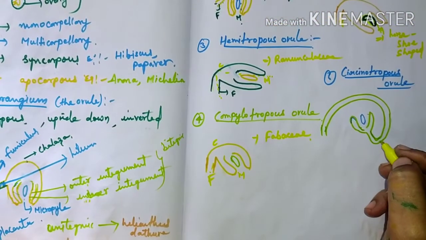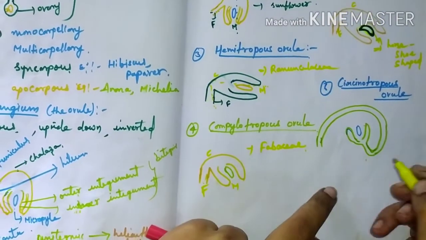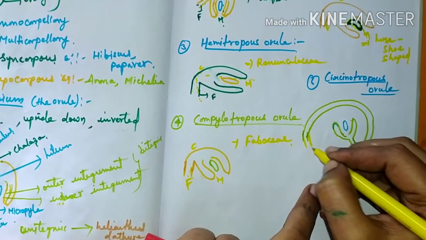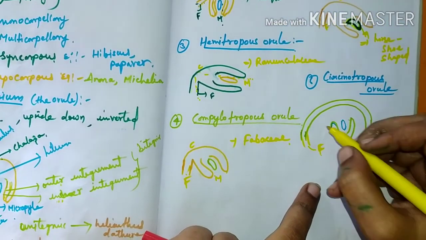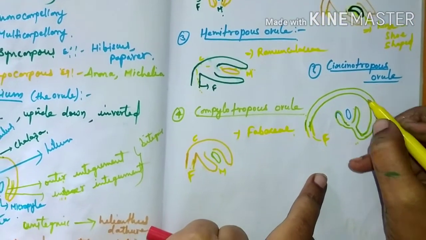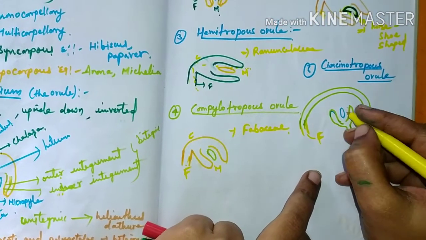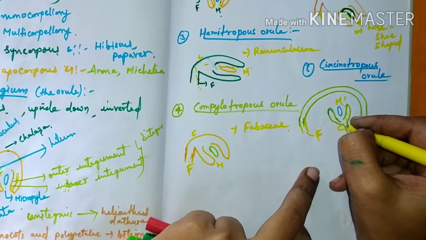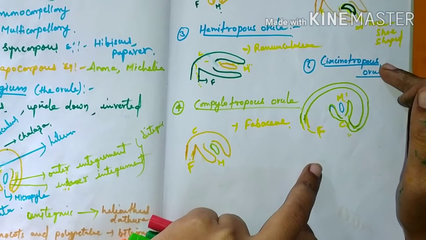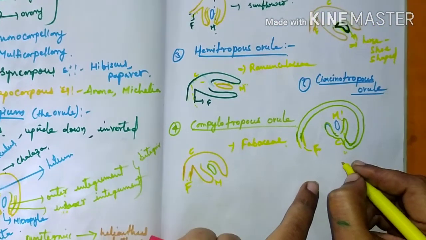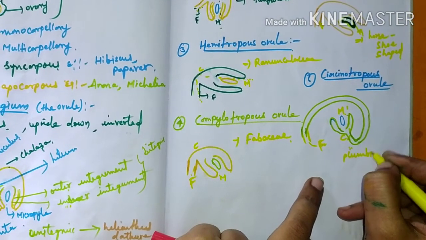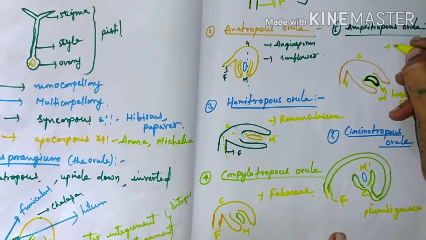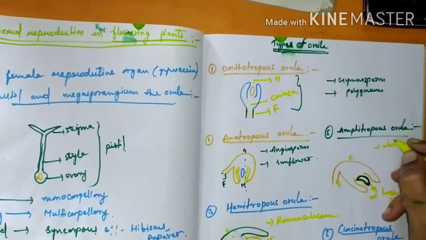And the next one is the circinotropous ovule. In the circinotropous ovule, here you are seeing the stalk-like structure, the funiculus, which is a long structure that coils like a watch spring around the ovule, and here are the micropyle and the chalaza. This is called the circinotropous ovule, and it is present in the Plumbaginaceae family. And the amphitropous ovule is present in the Alismaceae family.